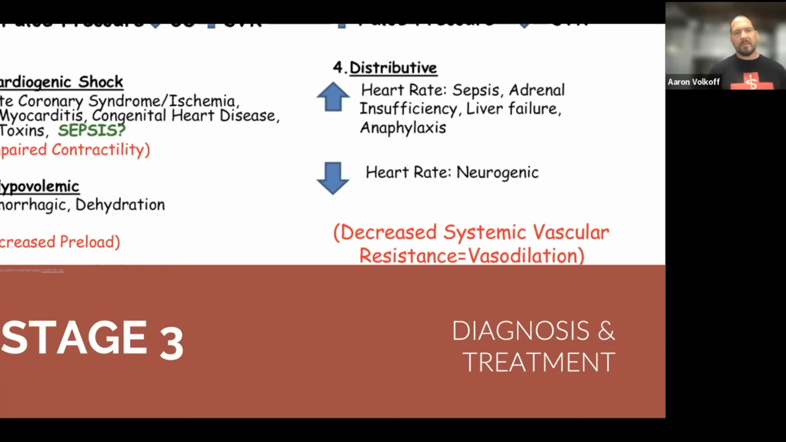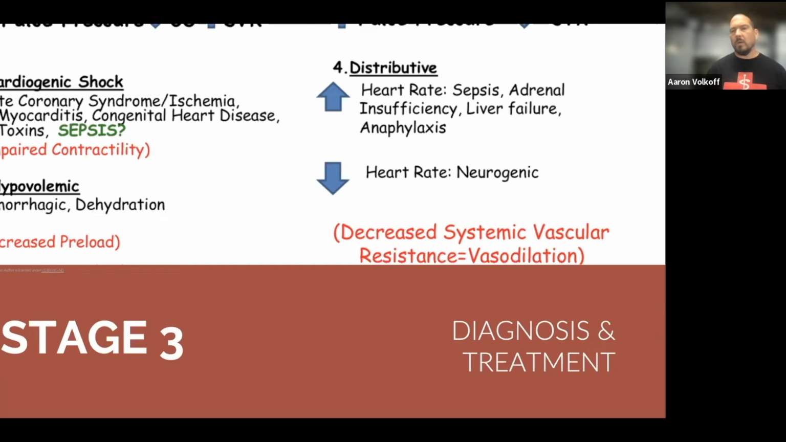What systems are possibly affecting it? Is it the brain? Is it the heart? Is it the kidneys? Yeah, all thumbs up. Is it the skeletal system? Probably not. So they start to make these connections. Then on stage three, we start to go over shock.